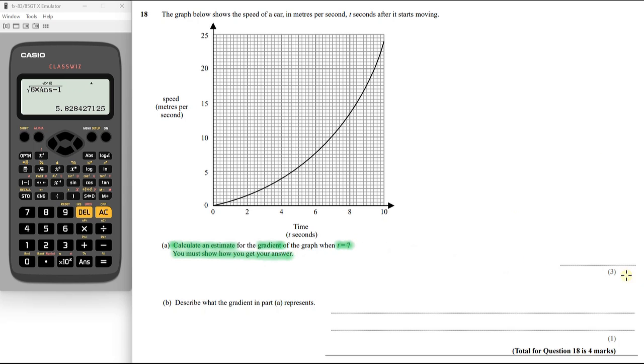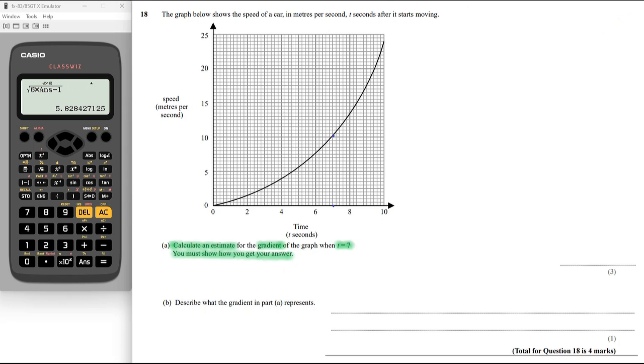So when t is equal to 7, where are we? t is equal to 7 is here. So if we go up to our graph, that is this point here. Now, we're not going to read off our graph because that would be the speed. We're not looking for the speed, we're looking at the gradient of the line. Calculate an estimate for the gradient of the graph. So what we need to do is draw a tangent line at this point.